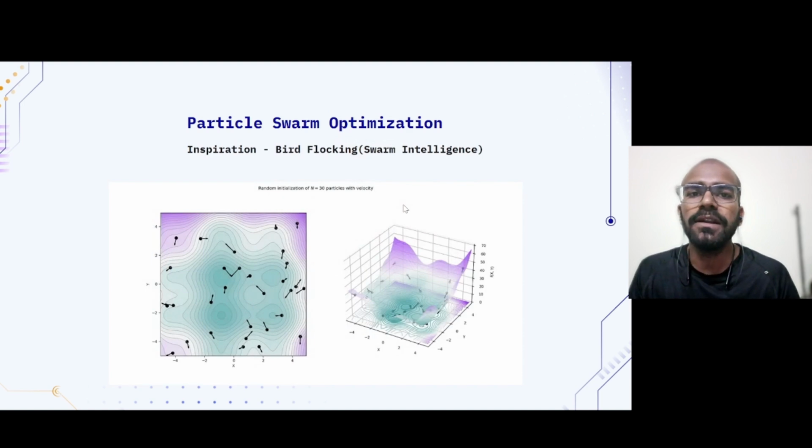Then particle swarm optimization. This algorithm is inspired from bird flocking. It is based on the social behavior of bird flocks and fish schools. It optimizes a solution by having a swarm of particles move through a search space, adjusting their positions based on personal best and global best solutions. PSO efficiently balances exploration and exploitation, making it ideal for UAV path planning.